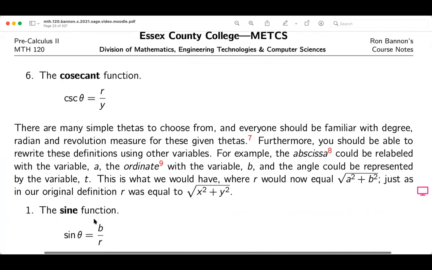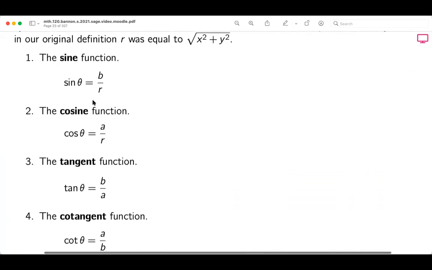And then we talked about how we could use different letters, but whether we use different letters or not, the letters still have the same meaning. And I want to put those meanings to the letters. r is the radius of a circle centered at the origin.